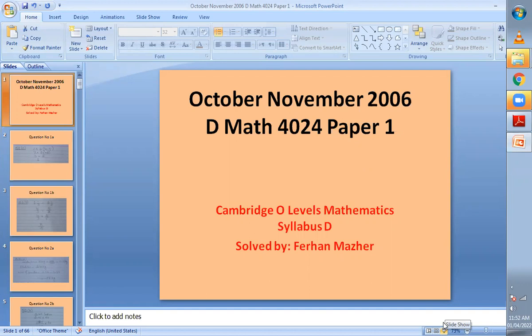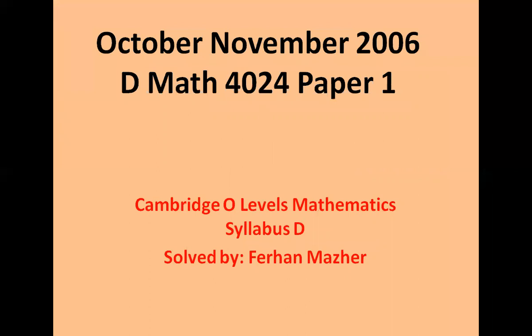Right now, I am with the 11th Cambridge class, and the subject we are studying today is D Maths 4024. This is Cambridge O Levels Mathematics Syllabus D. Today, we have set our hearts to solve a paper 1. This paper 1 belongs to zone 2, and we have selected October, November 2006 paper 1.